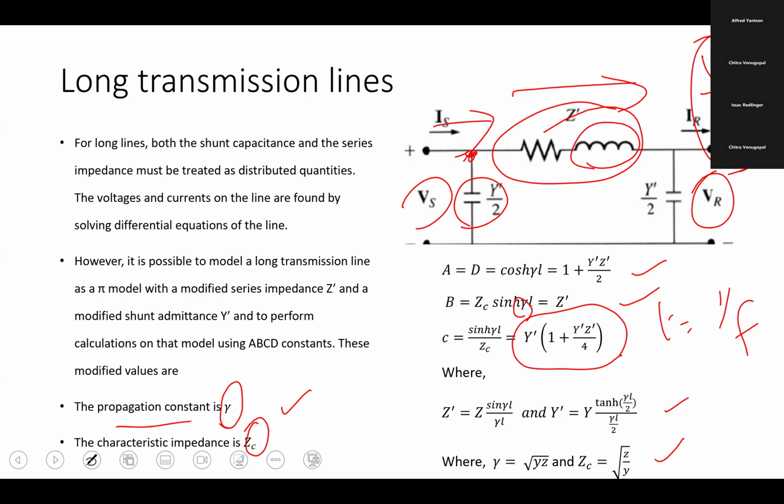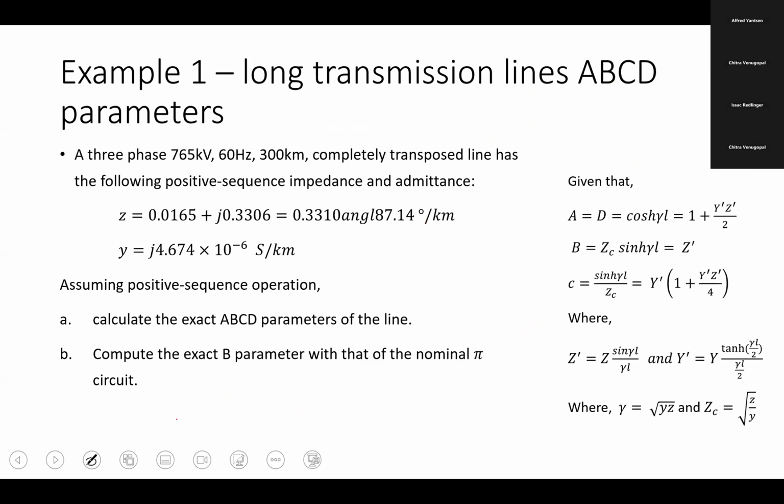Coming back to the propagation constant: it defines the speed at which it works and the angle at which it delays. So this is the example; I will walk through it. Hope you might have done a similar example in 243. Have you worked on ABCD parameters in 243?